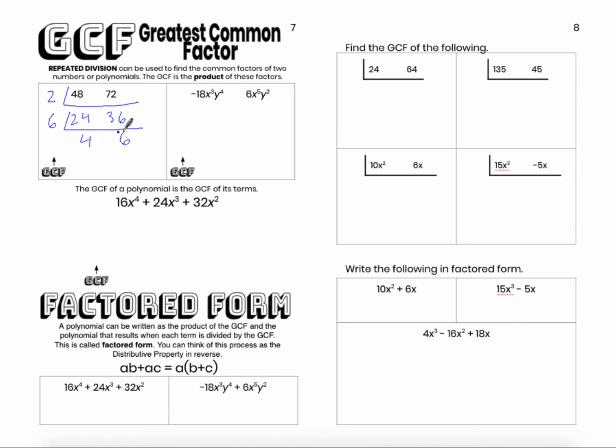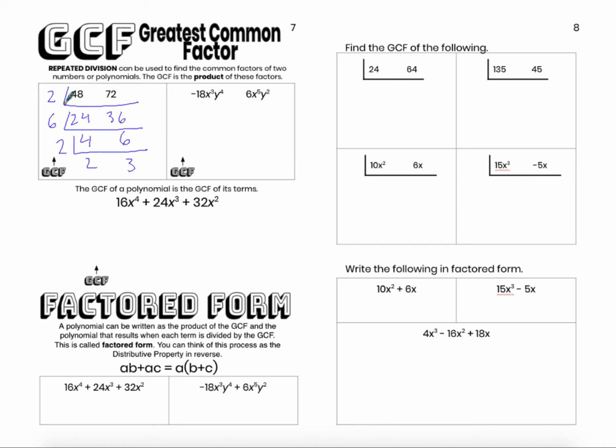I am still not done because that quotient still has a common factor of 2. So 4 divided by 2 is 2. 6 divided by 2 is 3. Only now am I done because 2 and 3 no longer have a common factor at all.